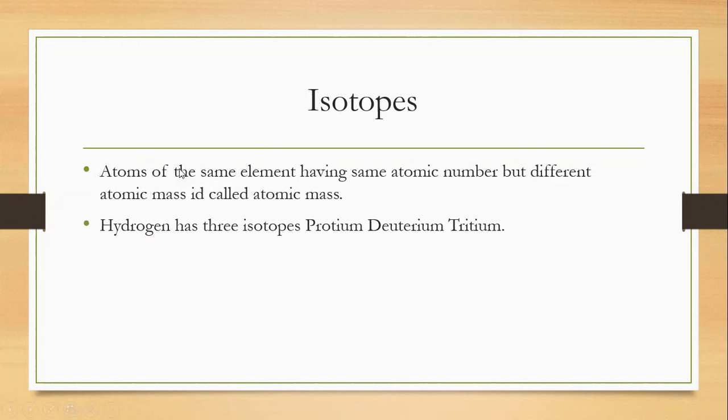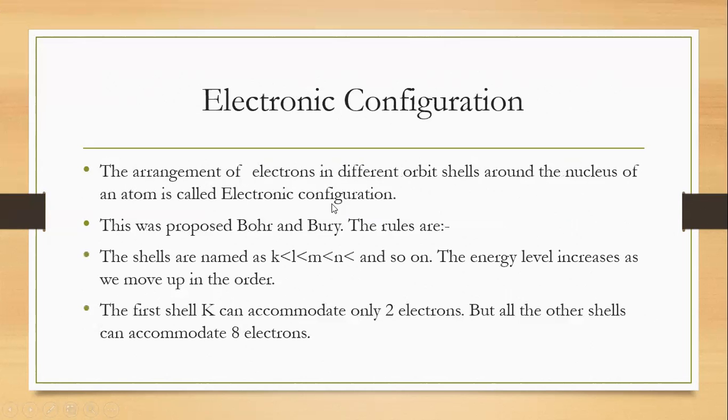Next, isotopes. Atoms of the same element having the same atomic number but different atomic mass are called isotopes. So some elements may have the same atomic number but different atomic masses. This is possible in the case of hydrogen. It has 3 isotopes: protium, deuterium and tritium. So it's a very good example of isotopes.